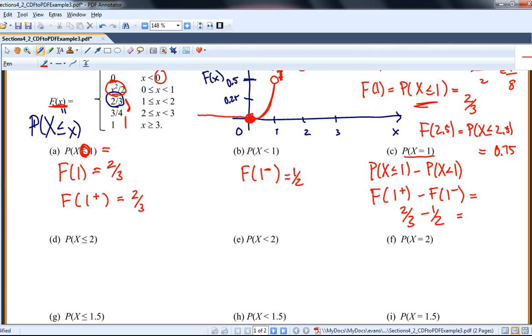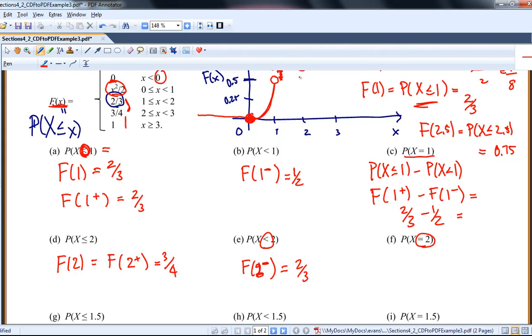Okay, so less than or equal to 2. That's just F of 2, or F of 2 from the right. So coming at 2 from the right is 3/4. Now we have strictly less than, so that's F of 2 coming from the left. So here's 2 from the left, it's 2/3. So at 2, you can see we actually picked up probability because we made the jump from 2/3 to 3/4.